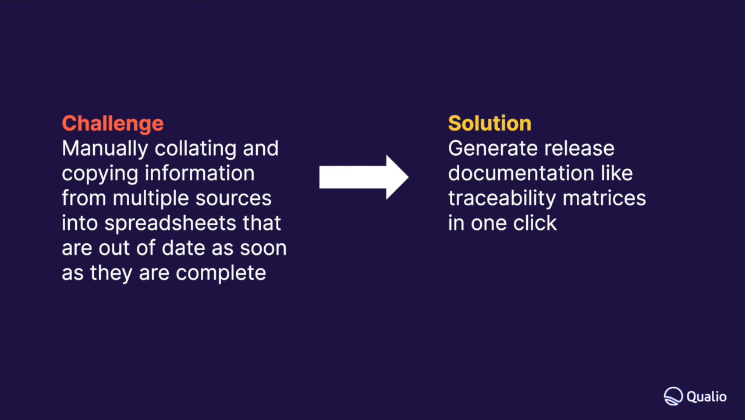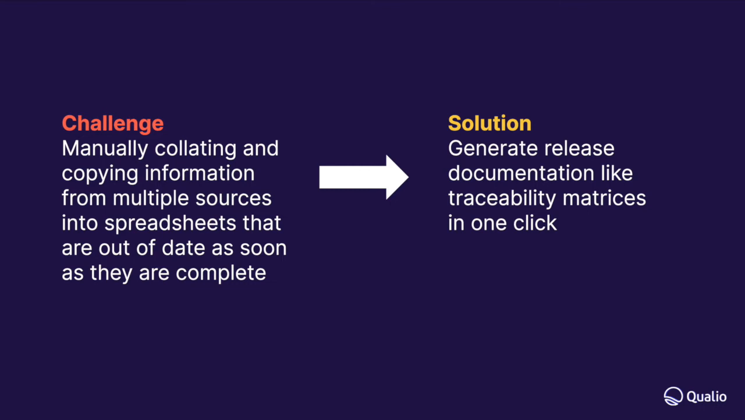So the final challenge that we built design controls to solve was the most popular challenge for participants of the webinar. Over 40% of you said that manually collating and copying information from multiple sources into spreadsheets is your biggest challenge within design controls. These paper-based processes for your team require manual governance and intervention, and that makes things very laborious and potentially error prone for your team. The result is then traceability matrices that are hard to maintain and hard to use.